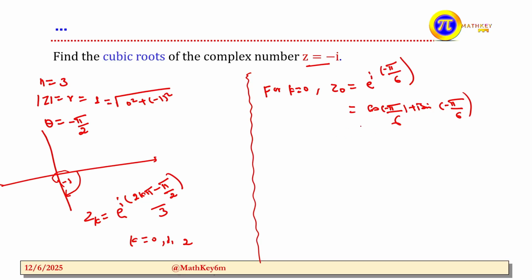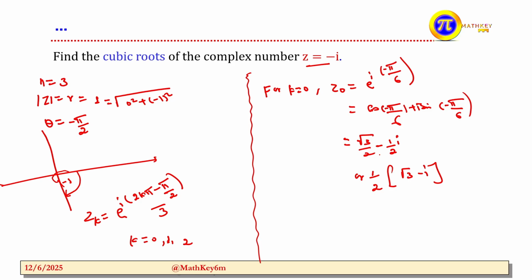As we are familiar, cosine is an even function. This is cos of pi over 6, which equals root 3 over 2. Plus, in case of the sine function, since sine is an odd function, this becomes minus half. The result is this one. Or, if you want, you can take 1 over 2 common and express it in the form root 3 minus i. This is one root of our complex number.